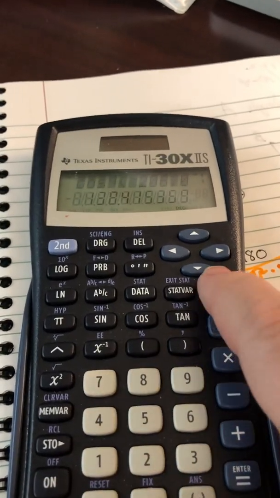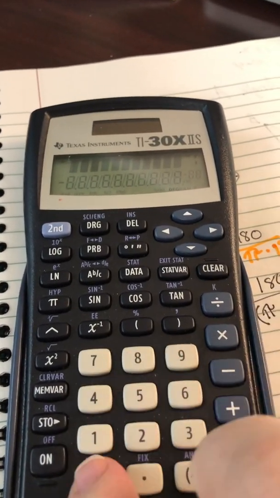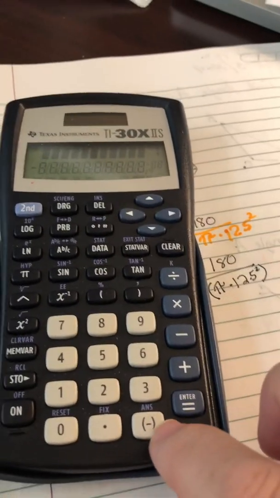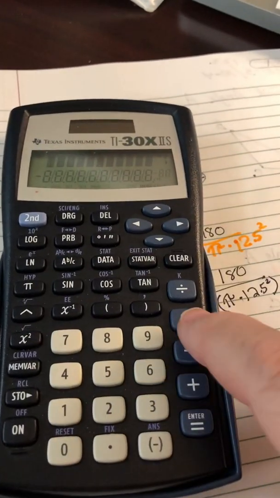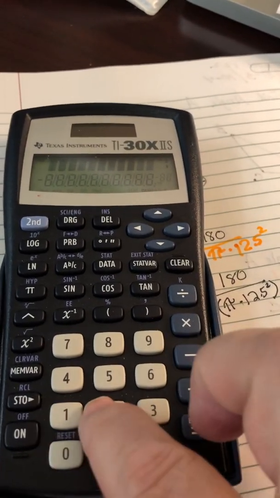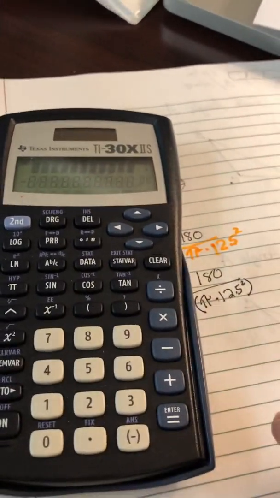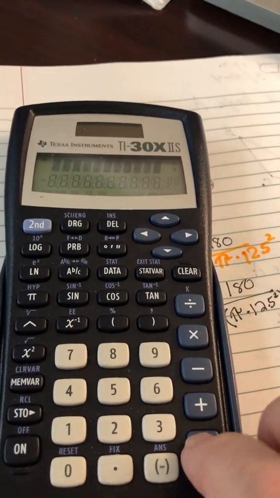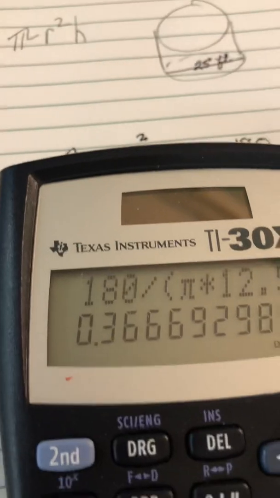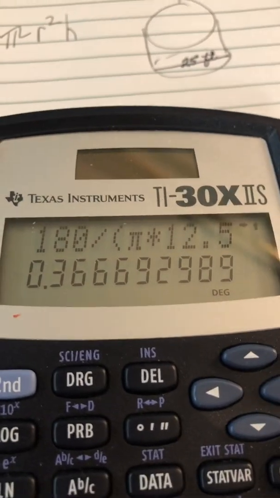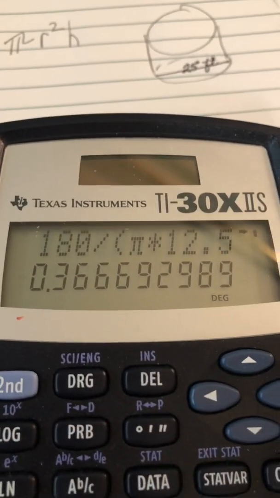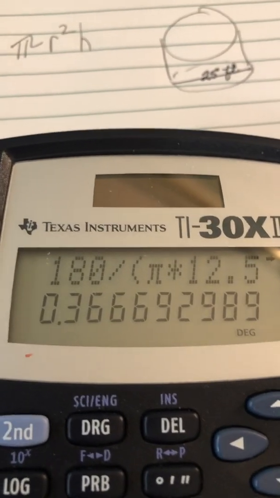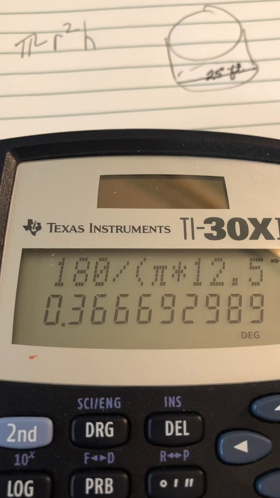So I'm going to put that in here. Okay, 180 divided by, and in parentheses, I'm going to do pi times 12.5 squared, and then close that parenthesis and hit enter, and there we have it. It's going to be 0.36692 feet.